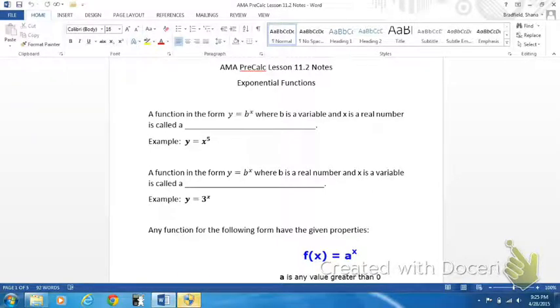Going to do lesson 11-2, exponential functions, and talk about a couple of different kinds of functions that we can have. One in the form y equals b to the x power, where b is a variable, whatever that may be, and x is a real number. That's called a power function.